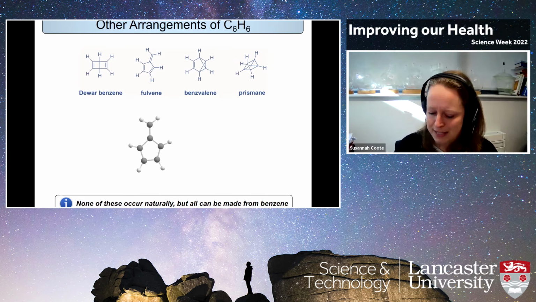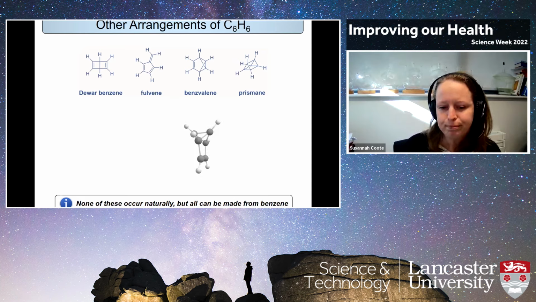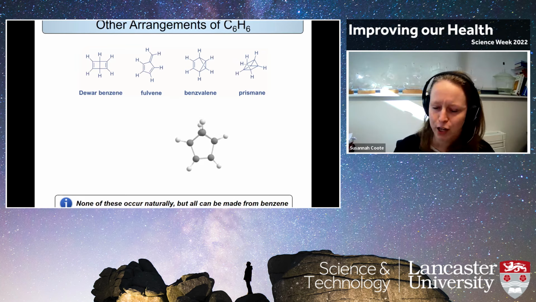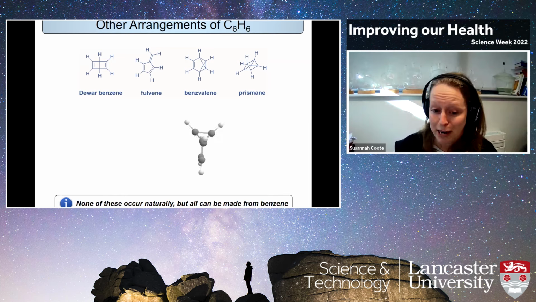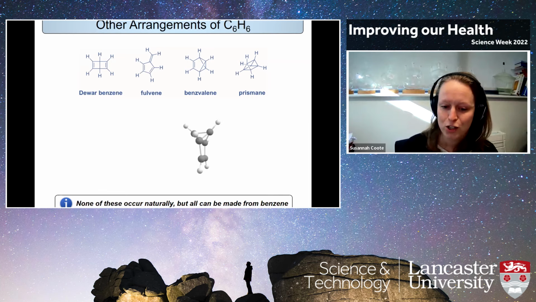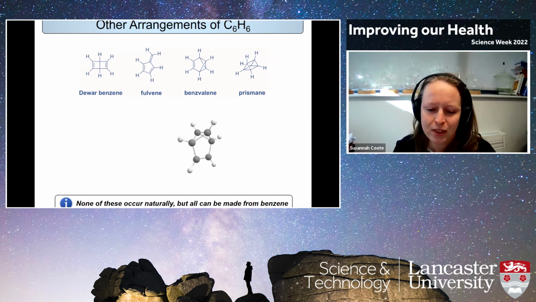Fulvene is flat. If we take on to the next example, it's benzvalene. Again, this is another example of a non-flat molecule, in other words, a 3-dimensional molecule. Again, we've still got 6 carbon atoms and 6 hydrogen atoms. They're just arranged in a rather different way.